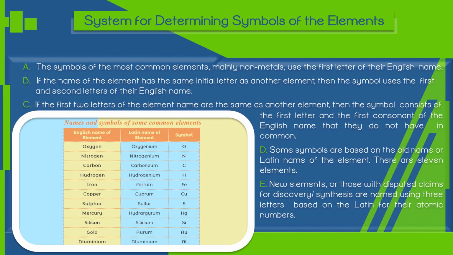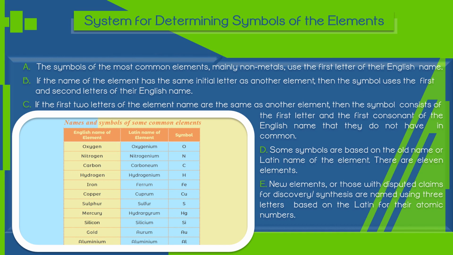First one, the symbols of the most common elements, mainly non-metals, use the first letter of their English name. Example, H for hydrogen, B for boron, C for carbon, N for nitrogen and O for oxygen.